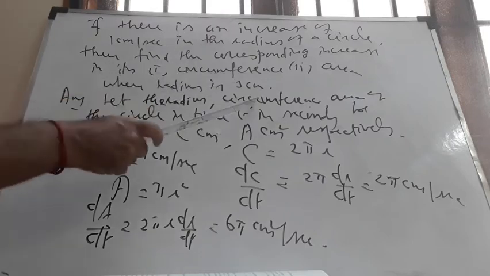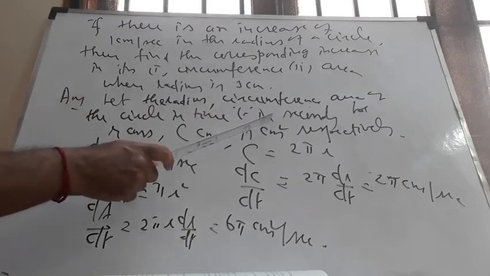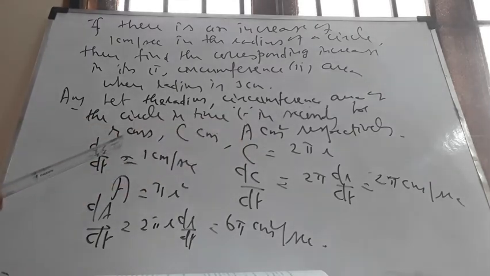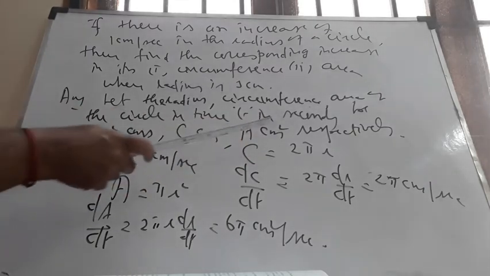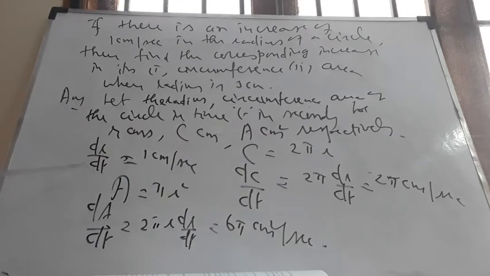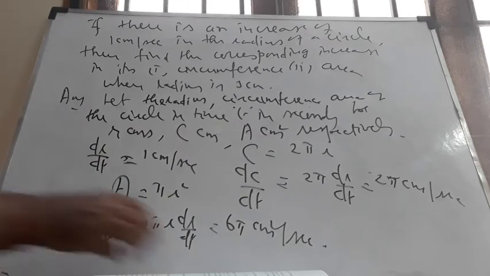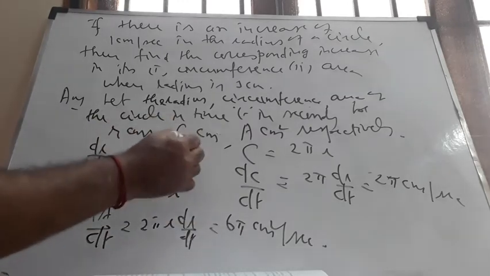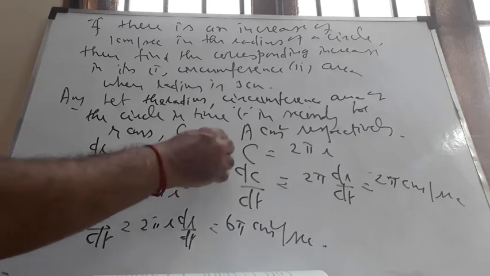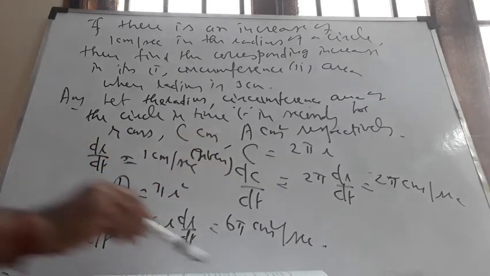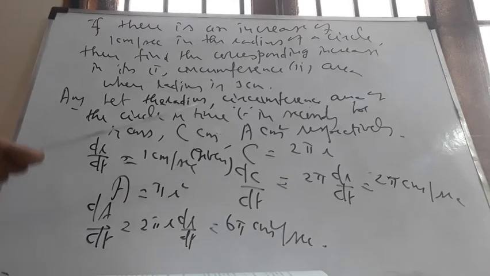Let the radius, circumference, and area of the circle at time t in seconds be r centimeters, c centimeters, and A centimeter square respectively. Now dr by dt is 1 centimeter per second. That is given in the problem in words. I am writing it in terms of mathematics.